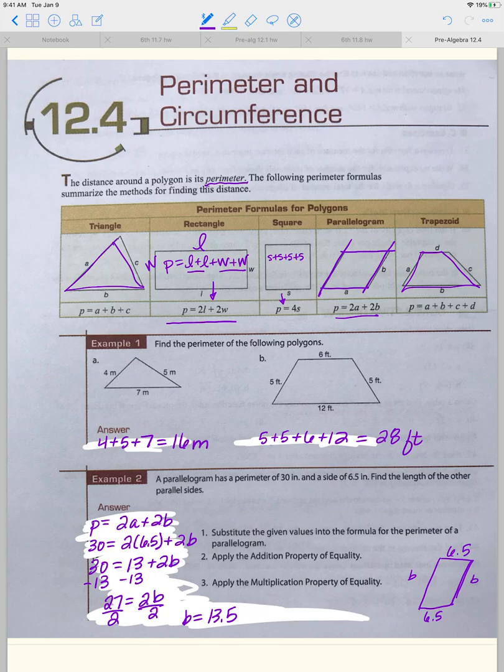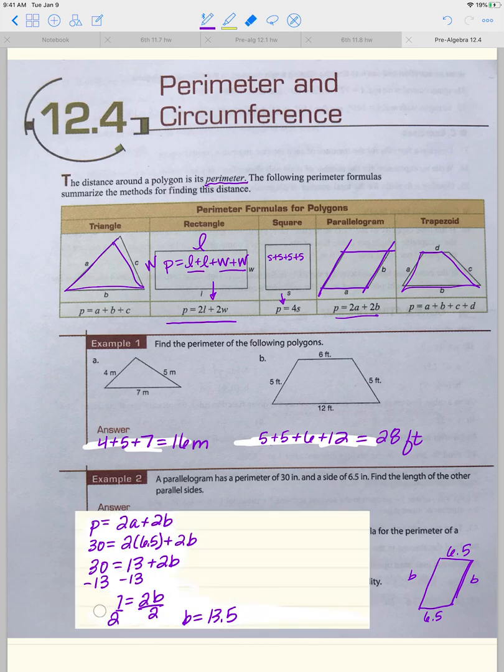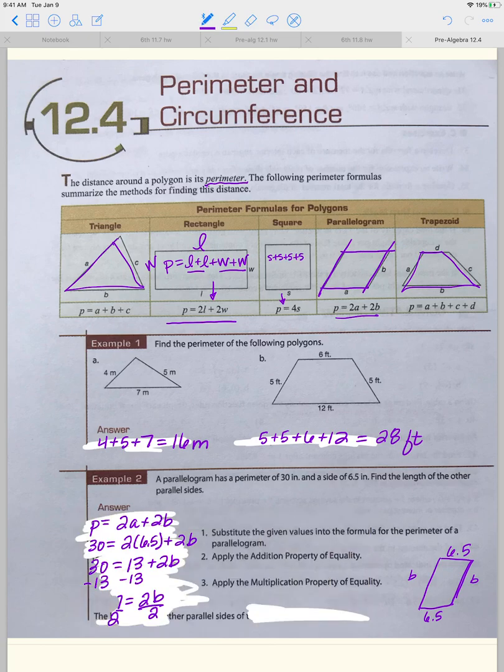not 13.5. Where did it go wrong? Because 30 minus 13 is not 27. It actually is 17, Mrs. Wilkening. I hope you guys were correcting me in your heads as I was doing that. Now that's just a mess. So let's just come up here. 17 is equal to 2B. Divide everything by 2. And B is equal to 8.5 inches. Inches will be our units for that one.